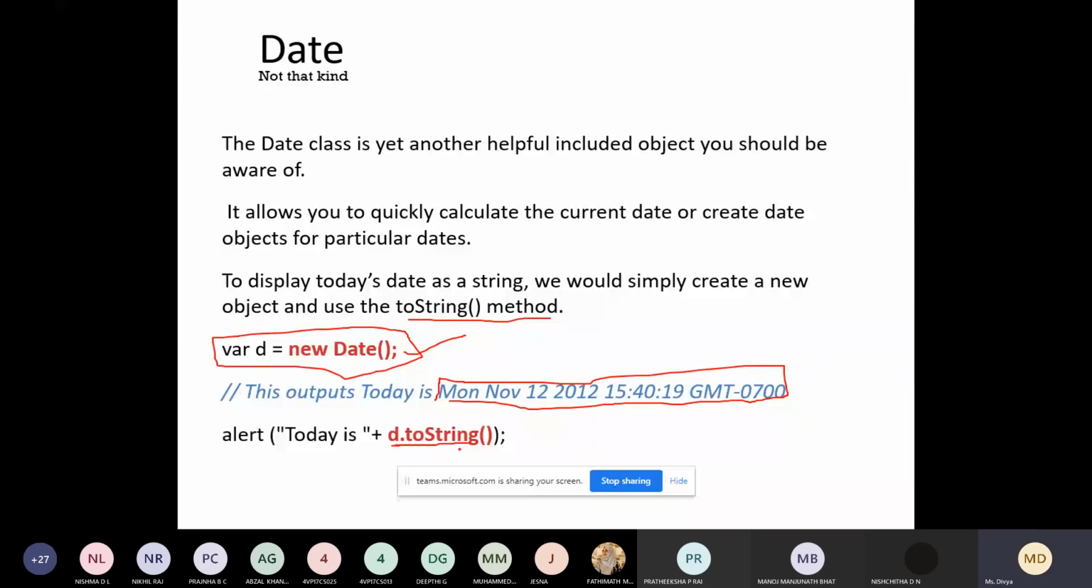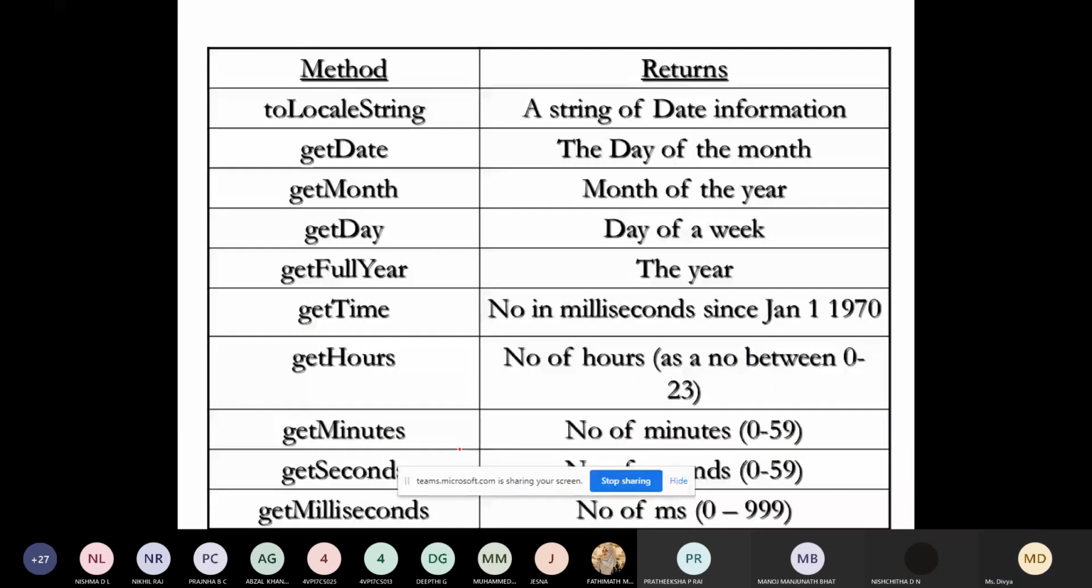So date to string. There are a few more methods associated with the date objects. You can try these methods: get date, get full year, get time. Similar to here, you can write d dot get date, d dot get day, get minute. It will give you the day of the week, year, and all. You can try these methods.